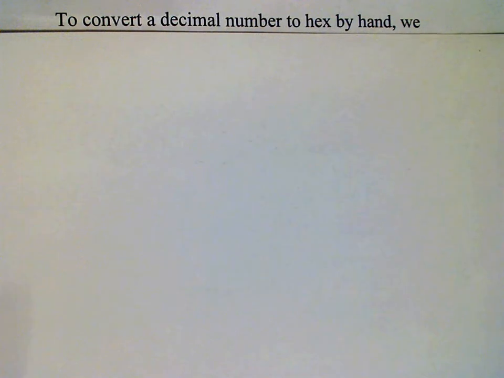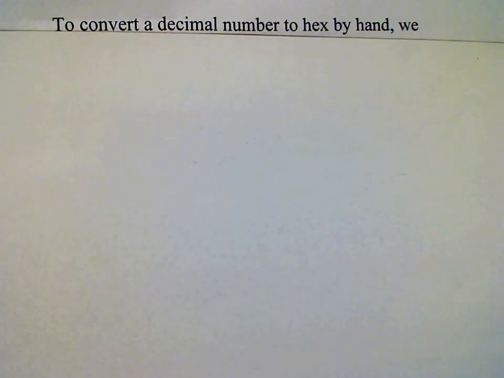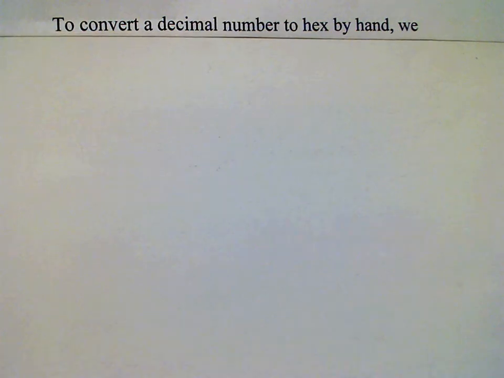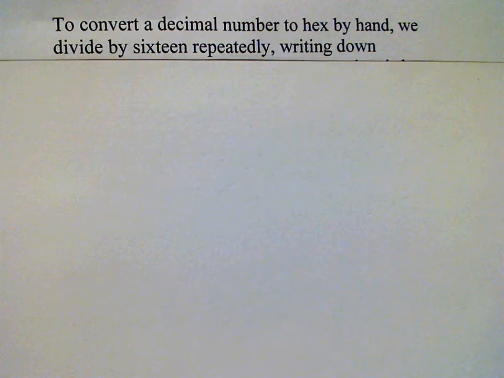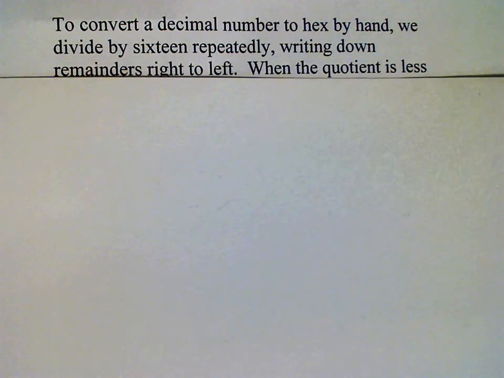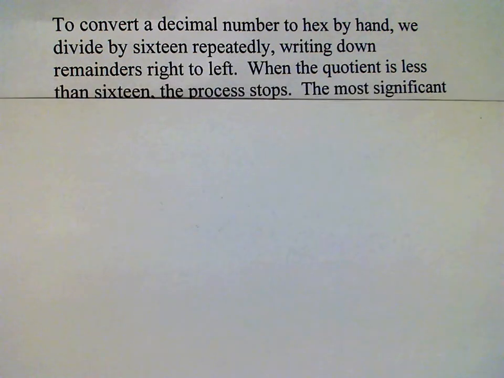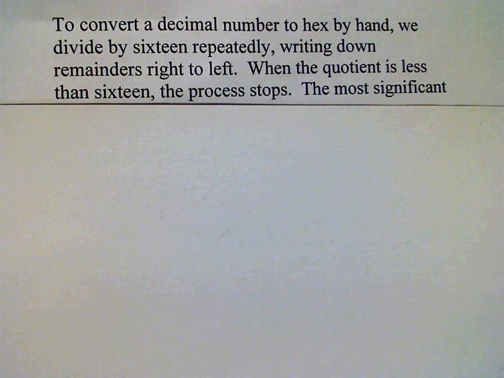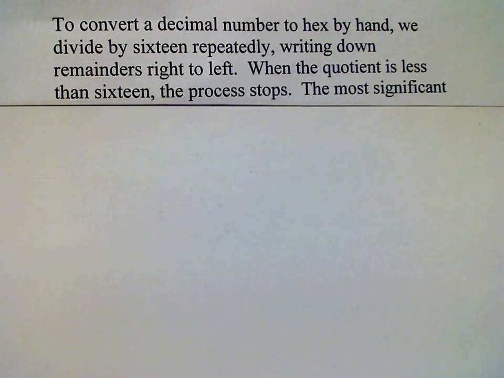And once again, if we want to convert a decimal number to hex by hand, then we need to do repeated division by 16. And again, we write down remainders starting from the right. And when the quotient is less than 16, then the process will stop. Okay, and again, the most significant digit will be the final quotient.